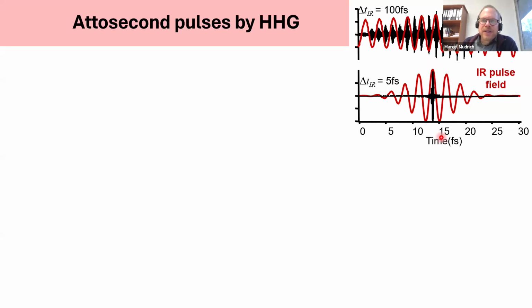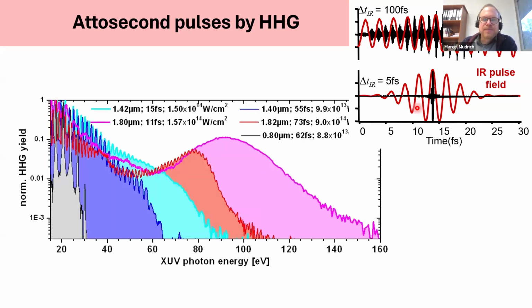Obviously, the straightforward approach would be to produce an IR drive field which essentially only has one zero crossing. So essentially something like a single cycle pulse, which is in principle possible, but technically very challenging. But to show the spectrum that would result from this type of high harmonic generation process.